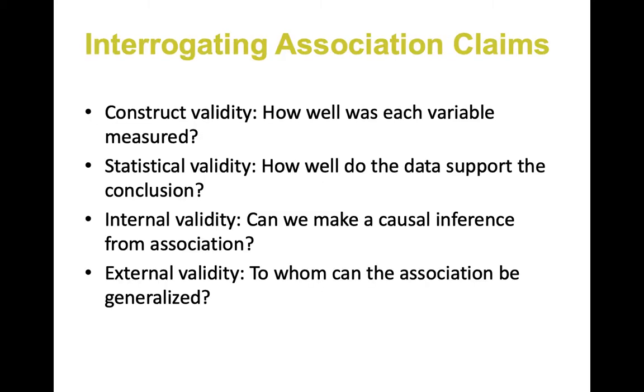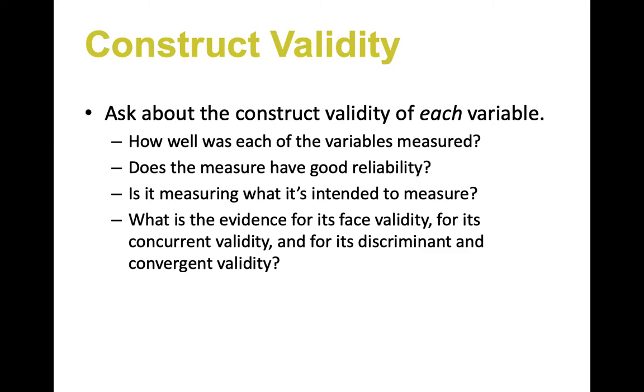All right, so let's review some of the ways in which we can interrogate association claims. There are four, and we're going to interrogate the construct validity, the statistical validity, the internal validity, and the external validity. These are the questions that we're going to ask in interrogating each of those four types of validity. So let's start with construct validity.